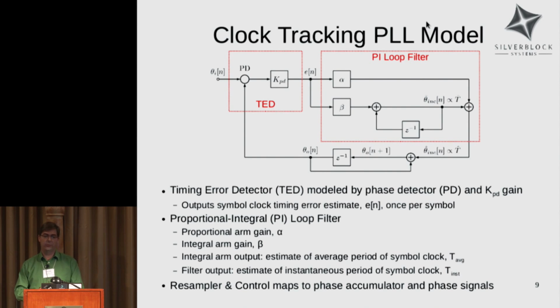We'll put that error sample through a proportional integral loop filter. The alpha is the proportional gain. The beta is the integral gain. And as a note, what's being accumulated on this integral branch, what I'll call the estimate of the average phase increment, really in the implementation turns out to be an estimate of the average symbol period. And then the combined output of the proportional arm and the integral arm gives us our instantaneous phase increment to get to where the next optimal sampling point is. This really in the implementation turns out to be the instantaneous symbol period, so we can get to the next symbol.